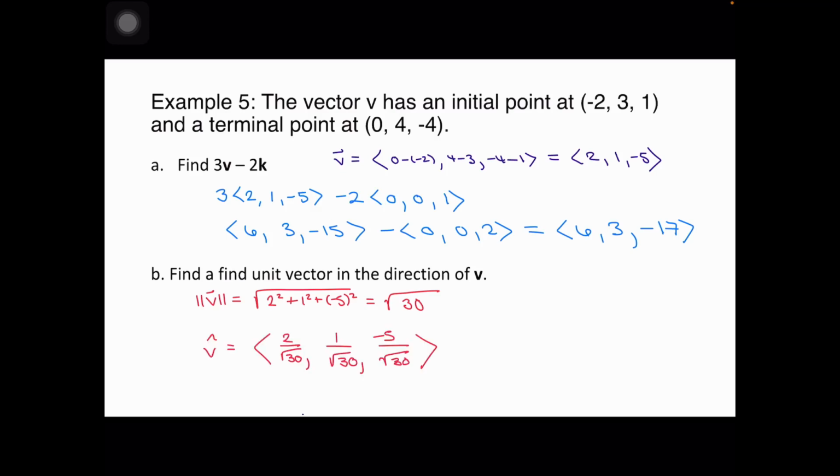And then we can just take vector v and divide it by square root of 30. And that's going to be dividing each component by square root of 30. And now we have a new vector, same direction, but with a magnitude of 1. So my unit vector is 2 over root 30, 1 over root 30, -5 over root 30.